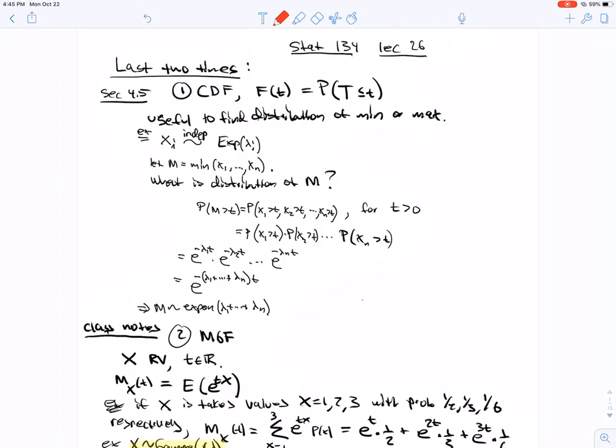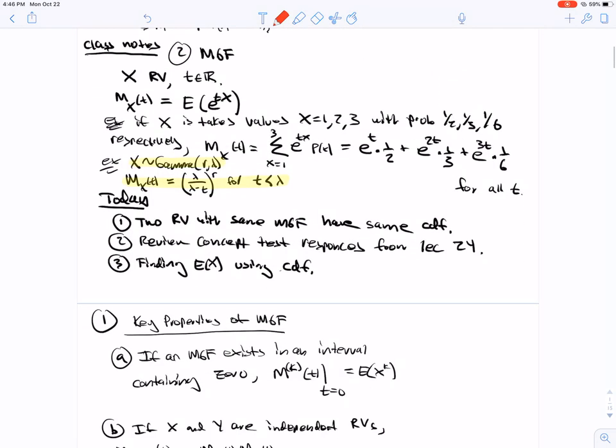This makes sense. As I'm adding up these rates, I'm getting a larger rate, which means a shorter time to arrival, and M is the min of arrival times for X1 to Xn.